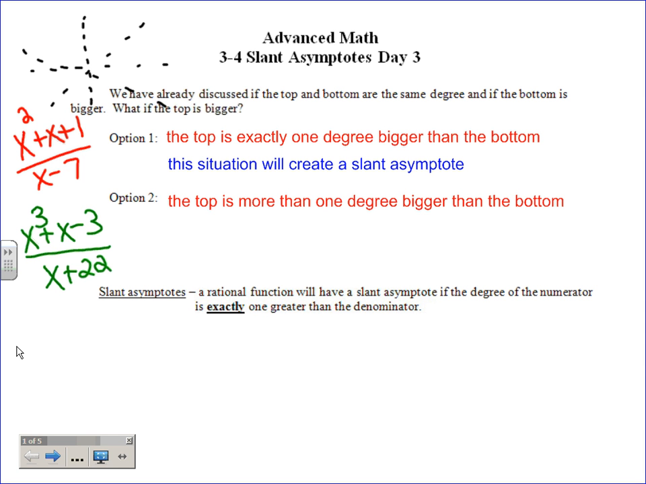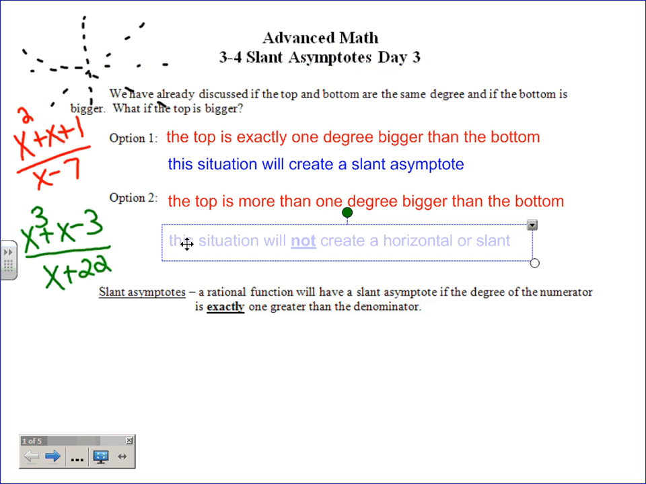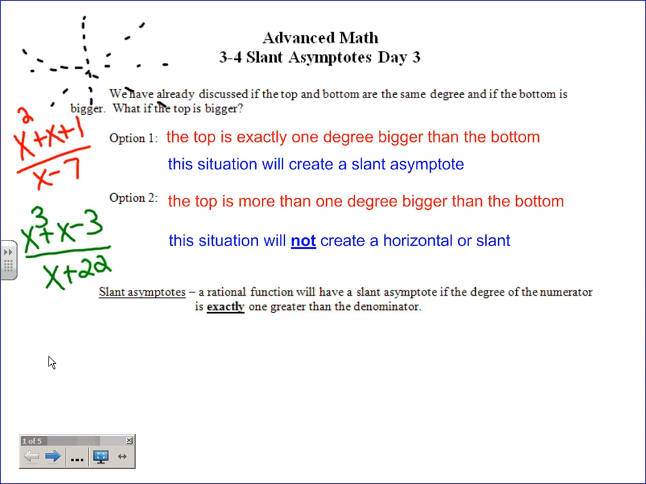And once again, hopefully you agree as x gets really big, that numerator has a huge amount of power. In that case, this will not create a horizontal or a slant. You'll still have vertical, but there will be no horizontal or slant. The numerator is just too powerful. When it's only 1 bigger, it's not quite powerful enough. It's close, but not quite.